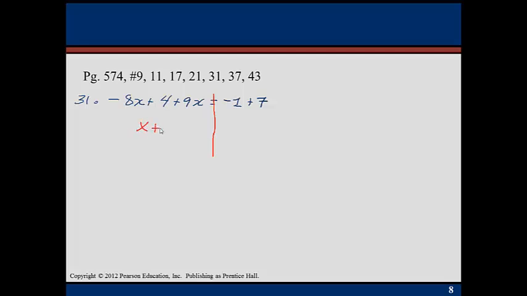Don't forget the plus 4 was still there. You still have your equal sign. And then on the right side, again, I have like terms, so let me combine them. Negative 1 plus 7, well, that is 6. So I have x plus 4 equals 6. Solving for x, which means I need to move the plus 4, so I'm going to subtract 4 on both sides. And we get x equals positive 2. And remember, you can check them by plugging back in for x, and you want to see if the left side equals the right side.